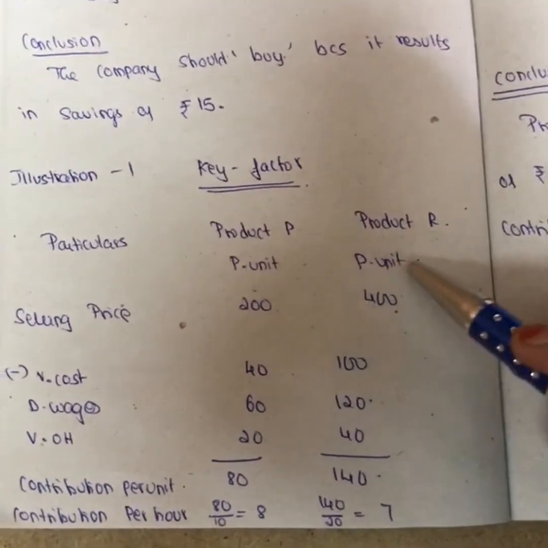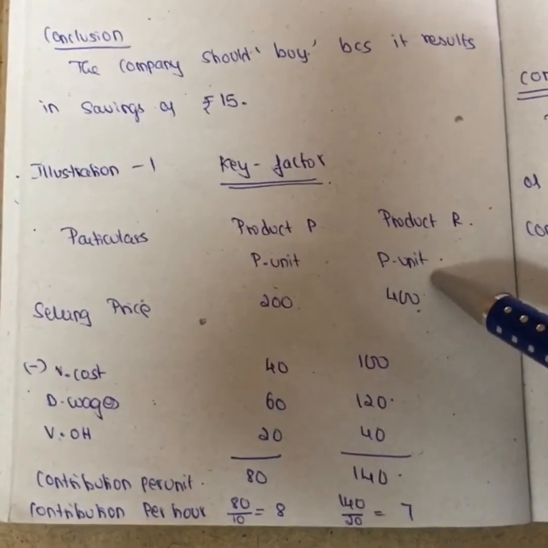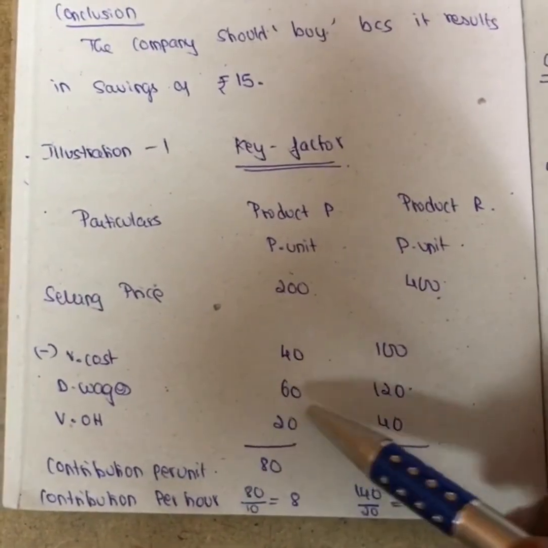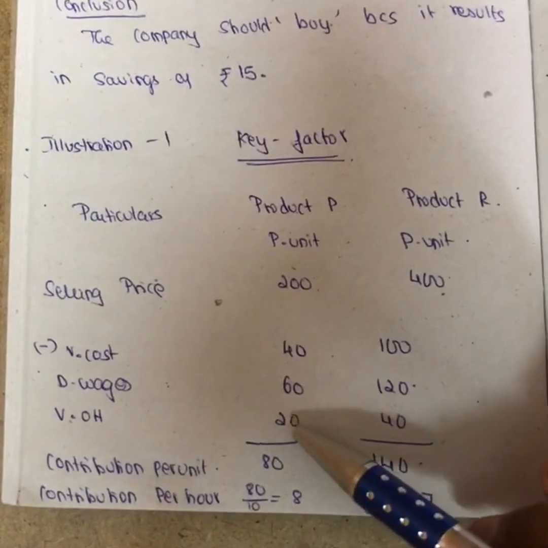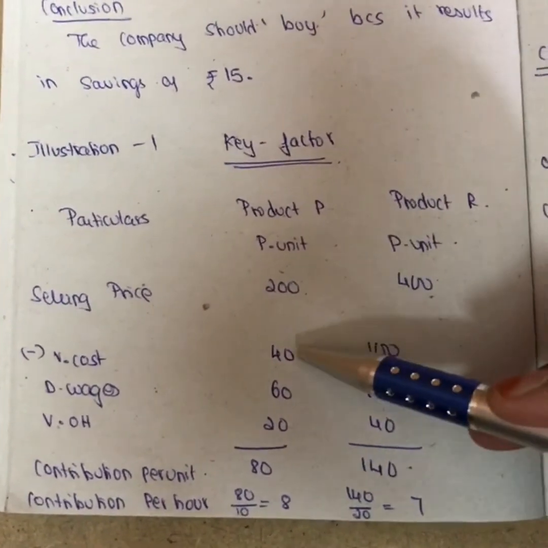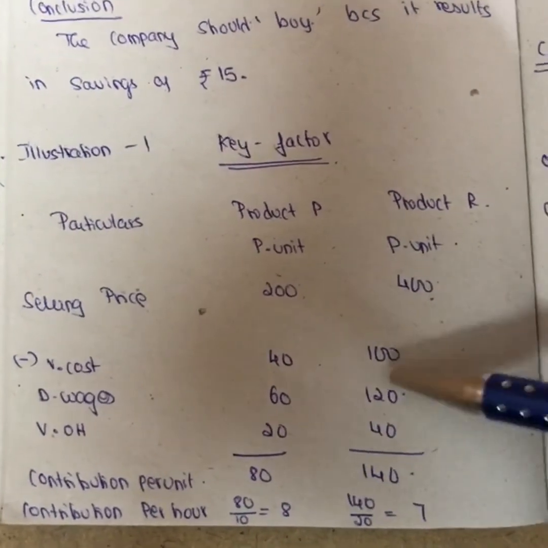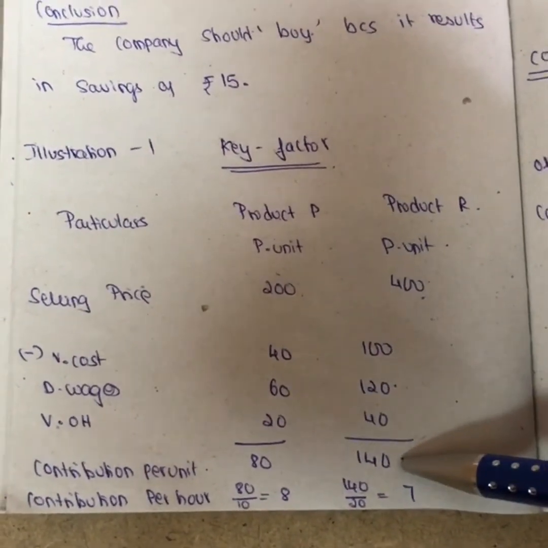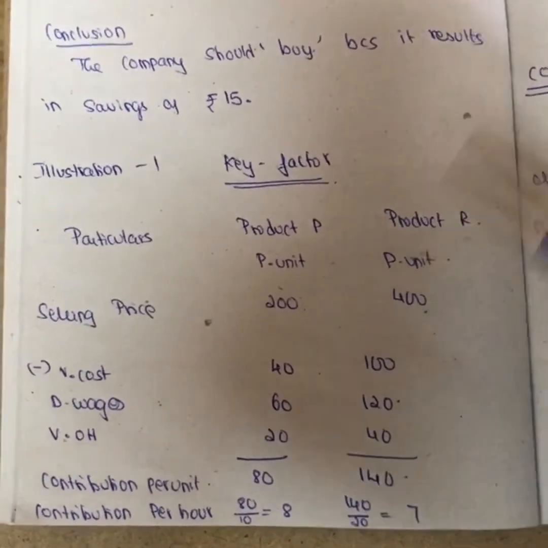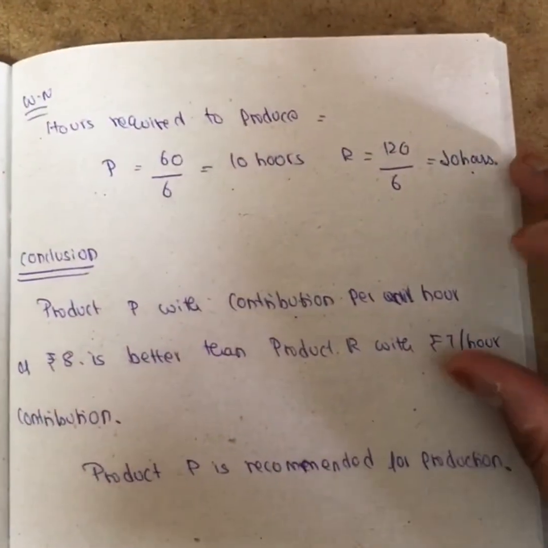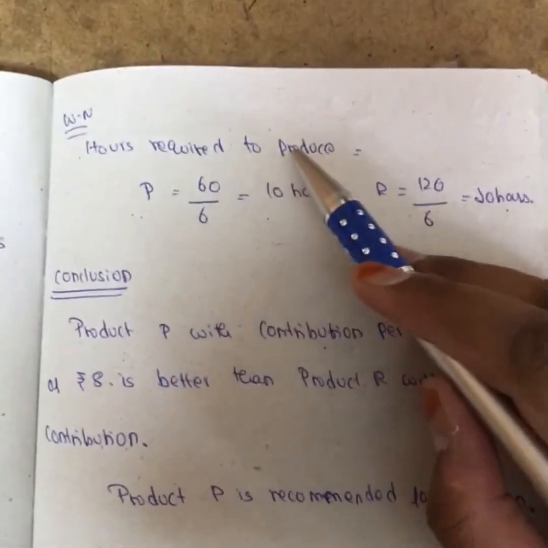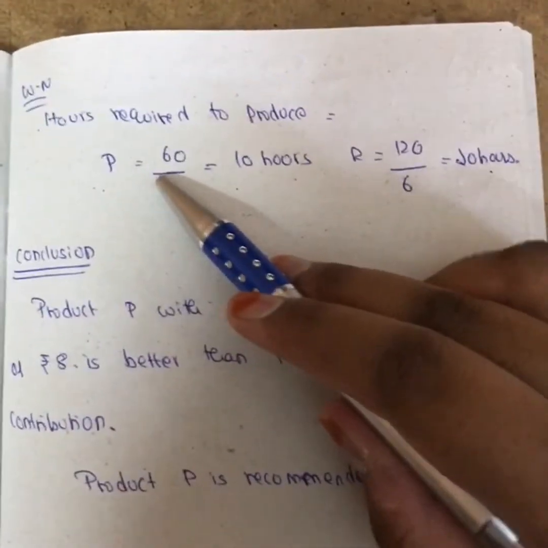They have given per unit selling price as 200 and 400, minus the variable cost they have given in the question: material 40 and 80, direct wages 60 and 120, and variable overhead 20 and 40. So your contribution per unit is 200 minus these, you get 80, and 400 minus these, you get 140. Okay, in the question they said the limiting factor is in hours. So first we have to calculate the number of hours required to produce.